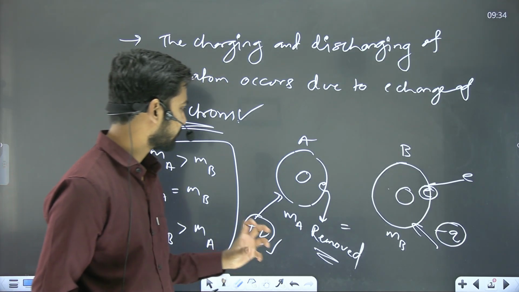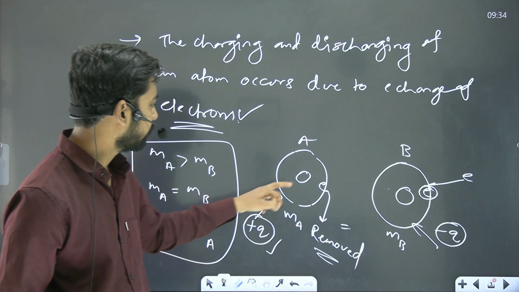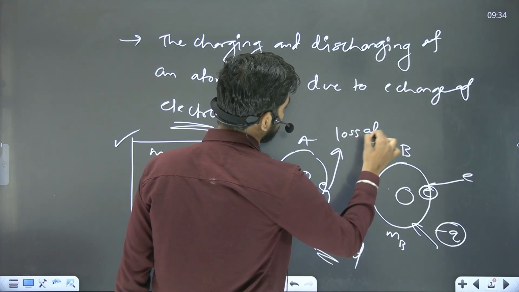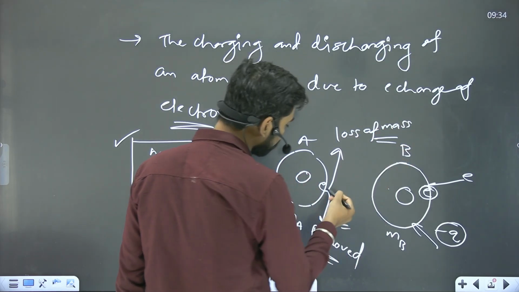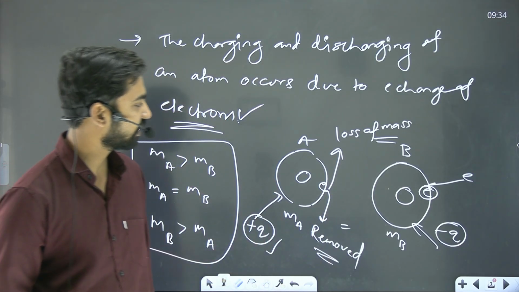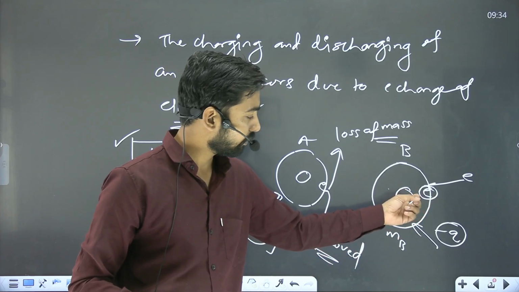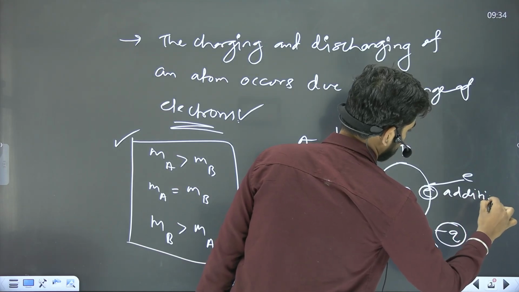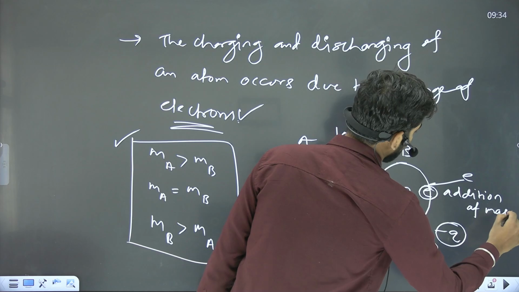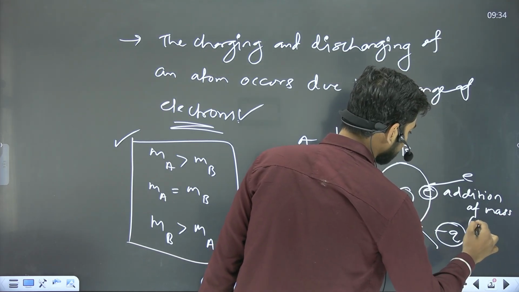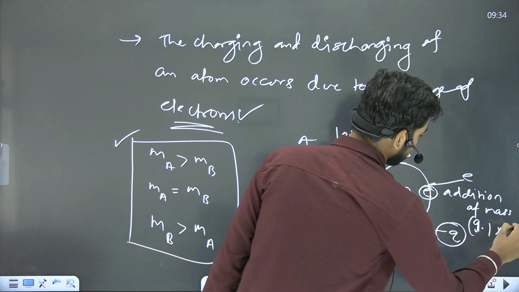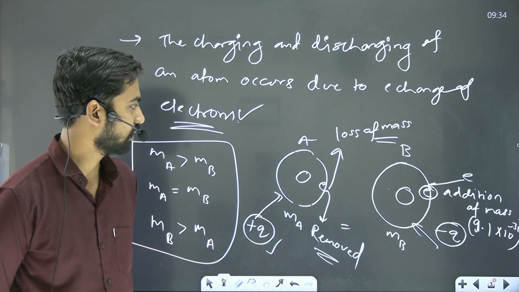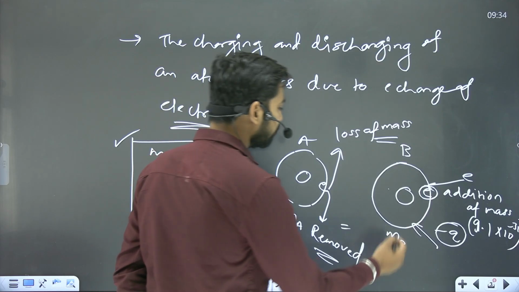And if you think carefully, then you will see that if I remove electrons, there must be some loss of mass. There is some mass of the electron, yes, 9.1 into 10 raised to minus 31 kg. And if I have added some electrons, then there must be some addition of mass. How much addition? It is 9.1 into 10 raised to minus 31 kg.